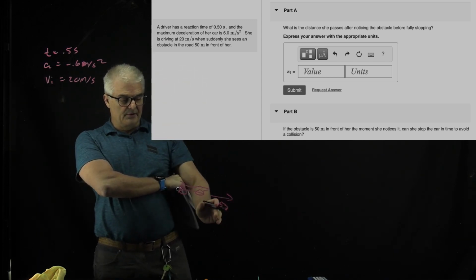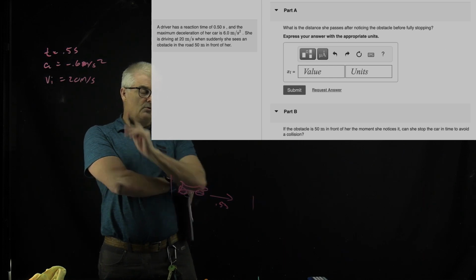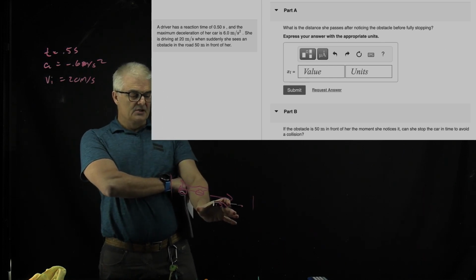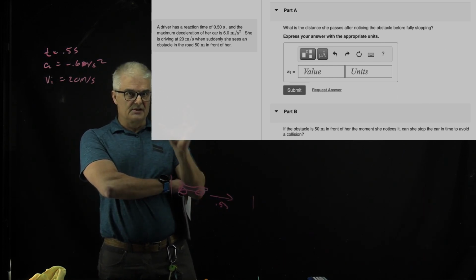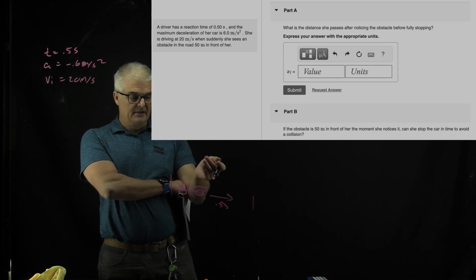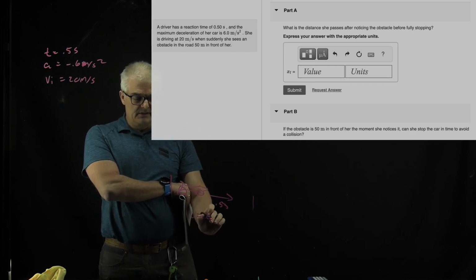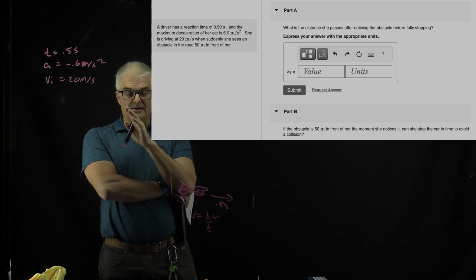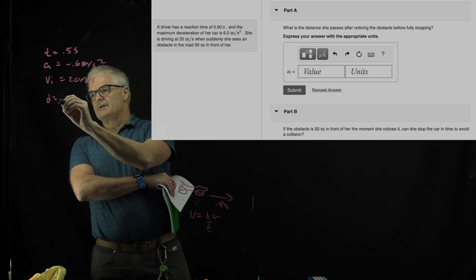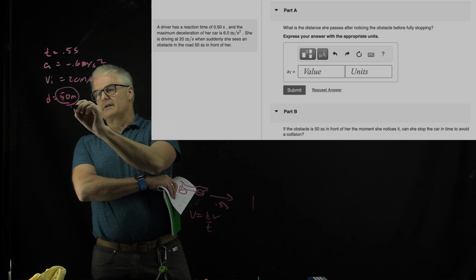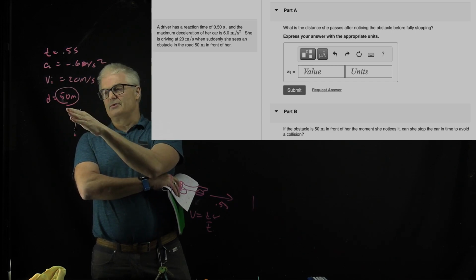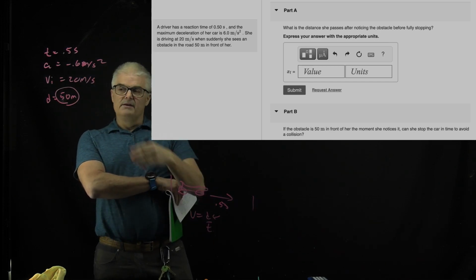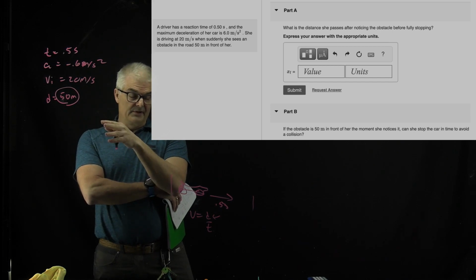So the first thing I would encourage you to do is find how many meters she travels before she hits the brakes. So she has a half a second, and again, just v is d over t. You can find d because you know v and t, right? Once you know that, she has traveled a certain distance. The obstacle is 50 meters in front of her. I wouldn't plug that in, but let's say that she travels 15 meters in this time, and there's 35 meters left.